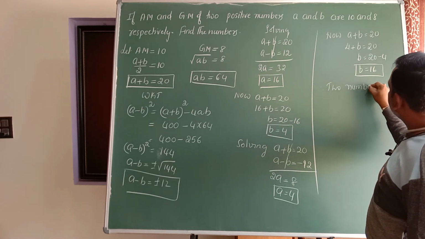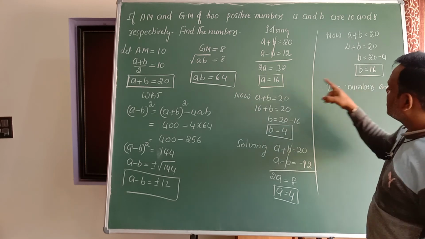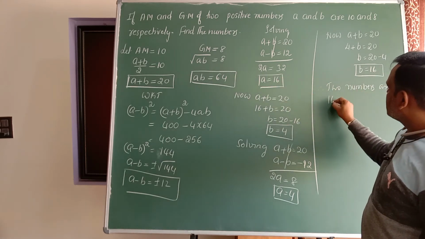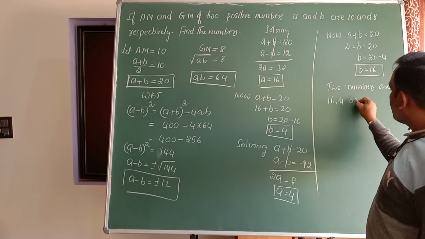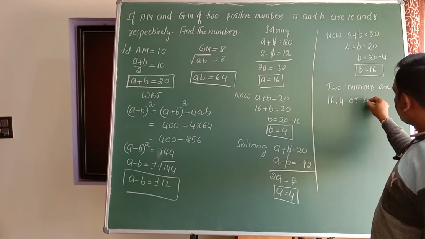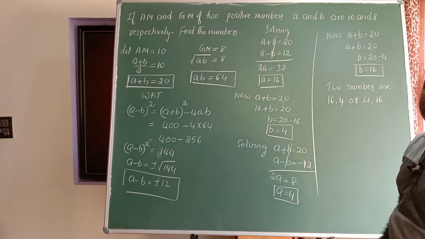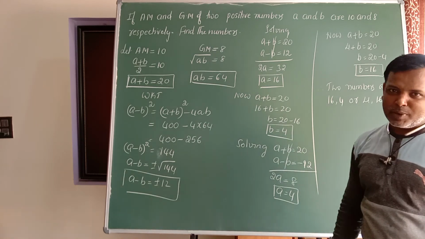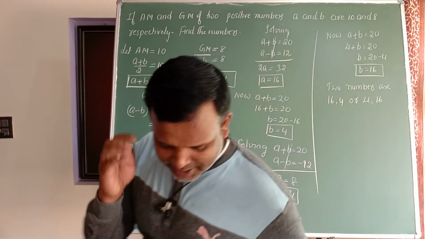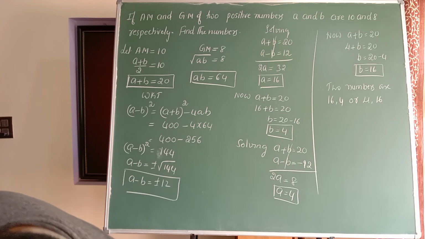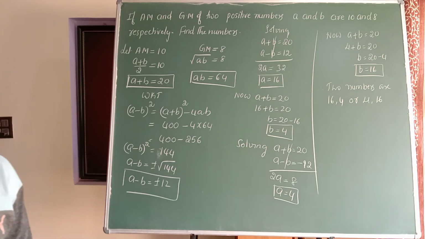Therefore we can write two numbers, A and B. Got my point? The two numbers are either 16 comma 4 or what? 4 comma 16. These are the two numbers. This is the process. Got my point? Right. So we have discussed the last problem related to this concept, dear children.